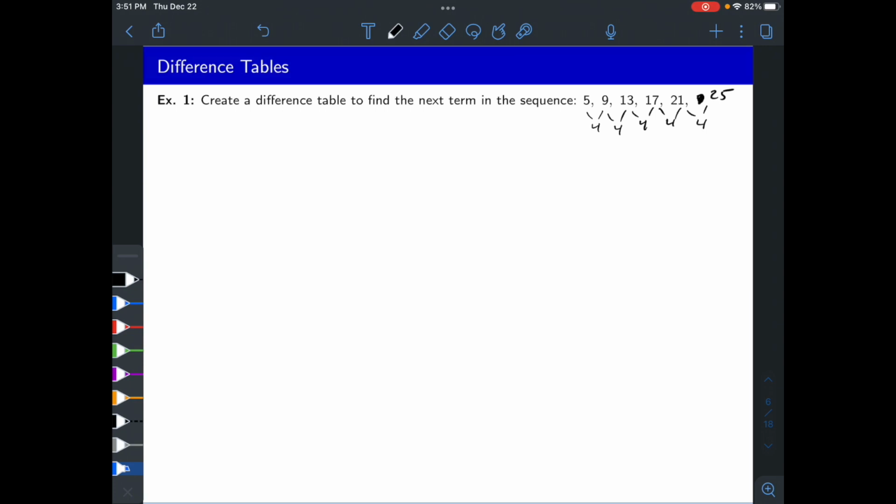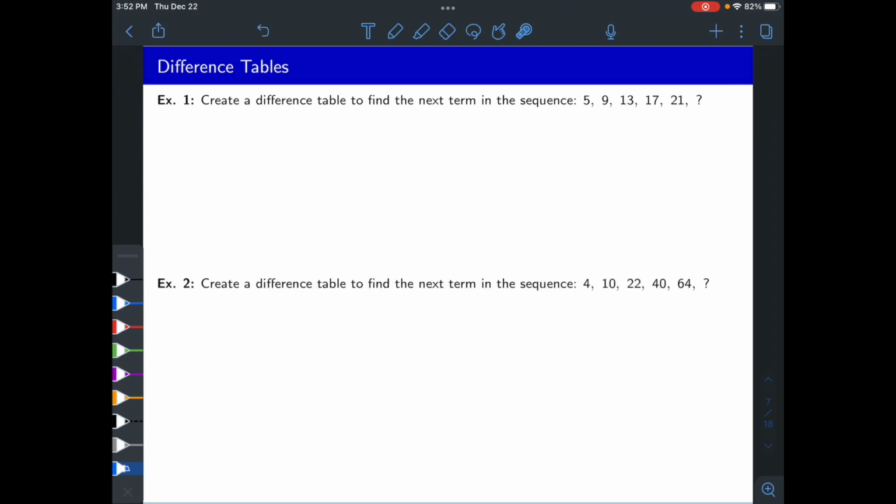One thing that's convenient about difference tables is that it's a little bit easier visually to create a second difference table. It's not going to make sense in this problem, but the difference between 4 and 4 is 0. The difference between 4 and 4 is 0. So you can see that the second difference table would be constant in this case. Let's see that in the next problem as well.